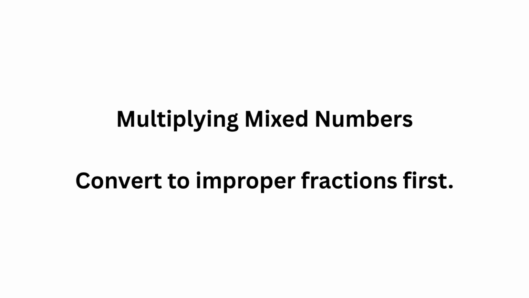When we are multiplying mixed numbers, those are numbers that have both whole numbers and fractions. We first convert to improper fractions, and we know what improper fractions are. Improper fractions are those fractions where the numerator is greater than the denominator.